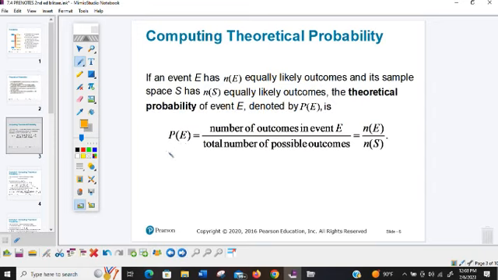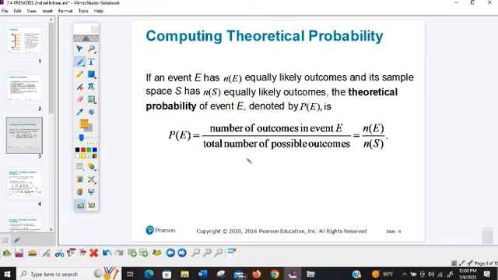So in this formula, the probability of an event, or an event is what we call them, is the number of outcomes of the event over the total number of possible outcomes. Now we're talking about theoretical probability when we talk about this event. So let's explain what theoretical probability is.